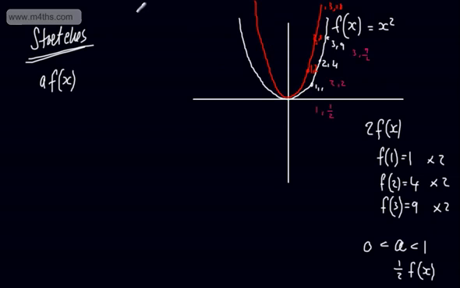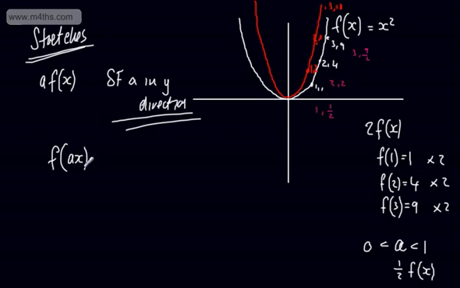So this now is a scale factor stretch, SF of a, in the y direction. So you can see that it's the y coordinates. Again, it's on the outside. It's the y coordinates that are going to be influenced by this transformation. Okay, the next one is probably the one that, again, is very counterintuitive. The f of ax. This is a scale factor stretch of 1 over a in the x direction.